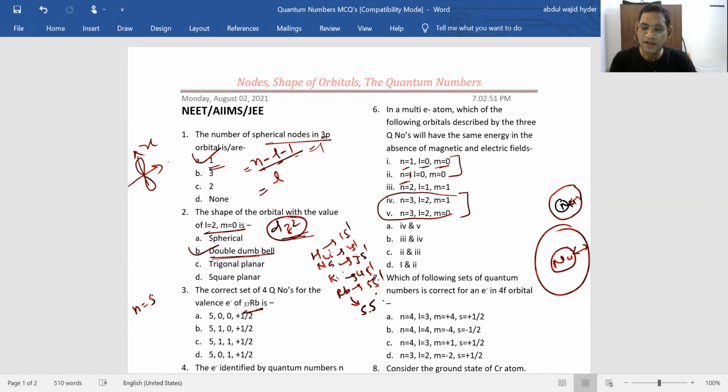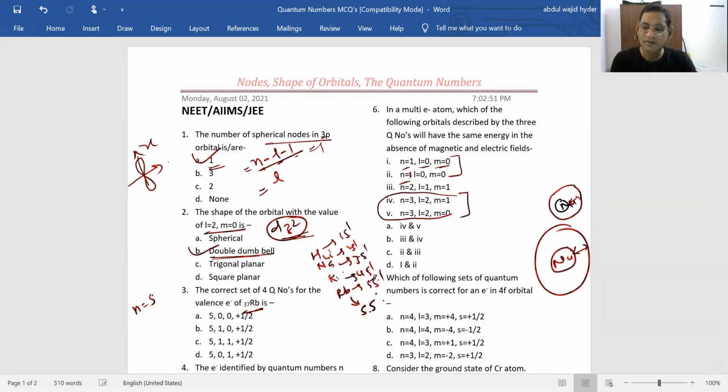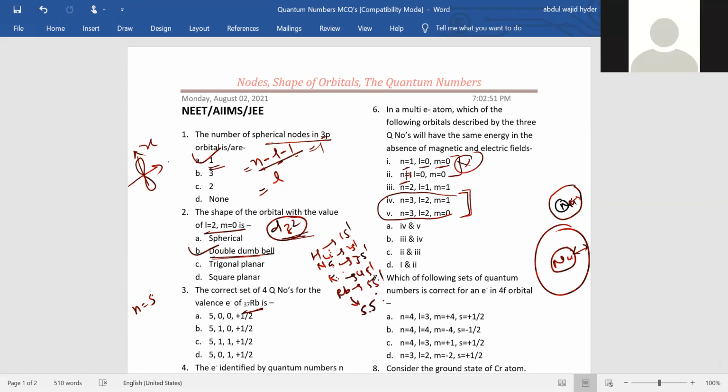Fourth and fifth, right? Yes, sir. So then this won't be 1. It will be other than 1. So these two will be having same energy. Is it okay? Yes, sir. Sir, could you please explain?